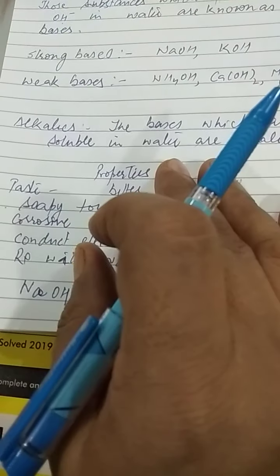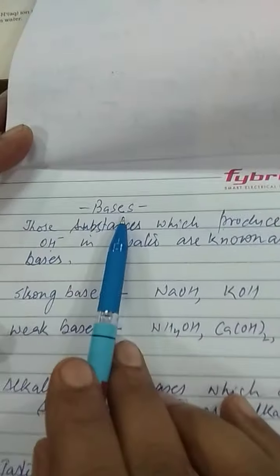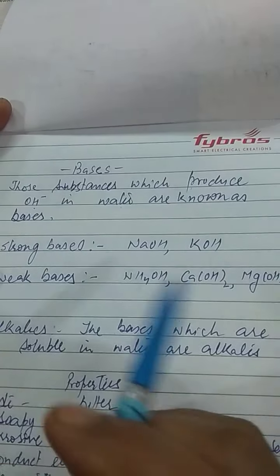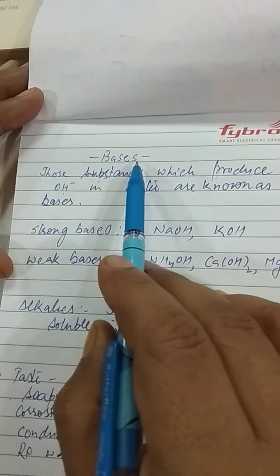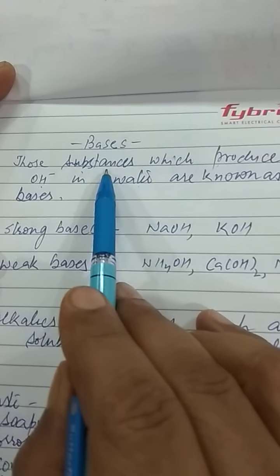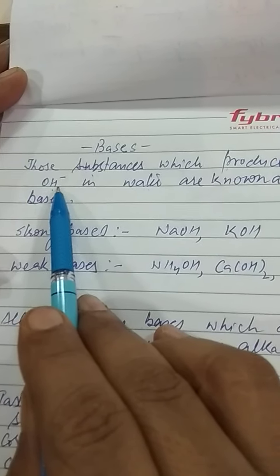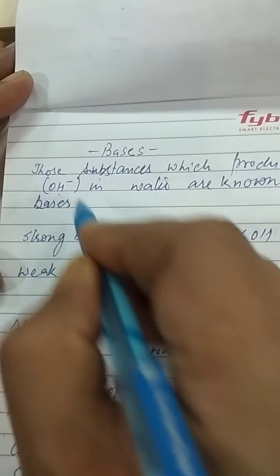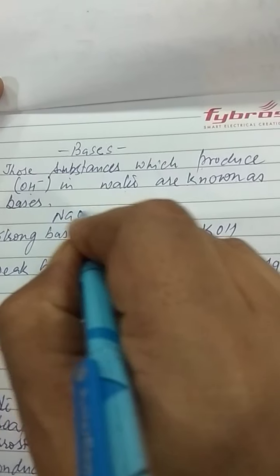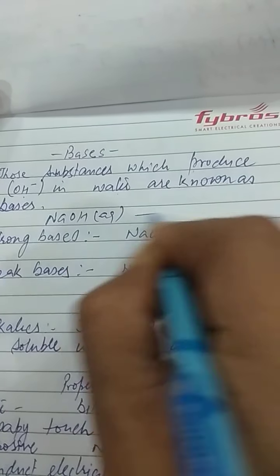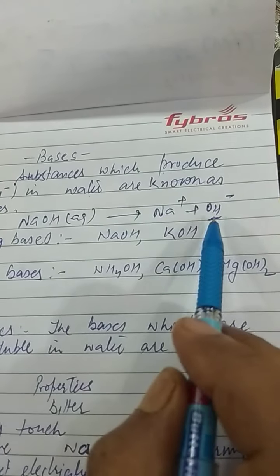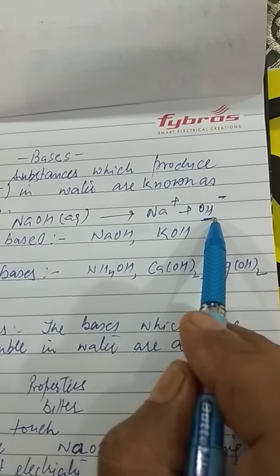Now, base. According to the Arrhenius concept, we have explained the definition of acid. Now, according to the Arrhenius concept, what are bases? Those substances which produce hydroxyl ions, not hydronium ions, OH- ions, in water are known as bases. For example, NaOH, when dissolved in water, gives sodium ion plus hydroxyl ion. So any substance which gives hydroxyl ion in water is known as a base.